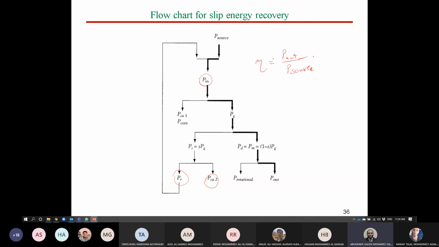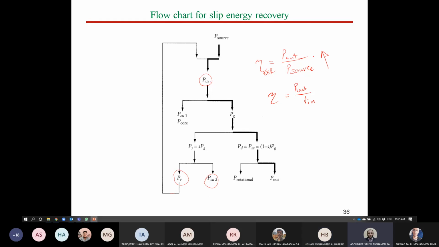Okay, guys. If you compare this to the previous efficiency, which was P out over P input, you will find that due to P source being lower than P input, the efficiency at slip energy recovery is higher. Right, guys? In numbers now, what do you expect? P source or P input, which one is higher? P input is higher.